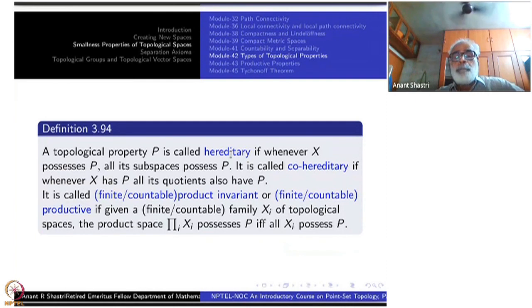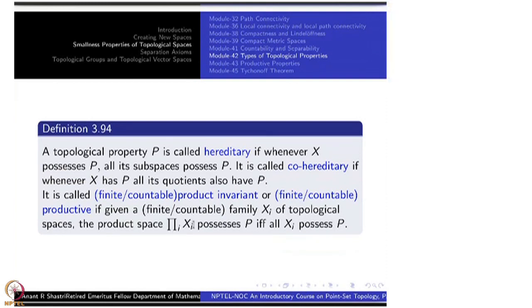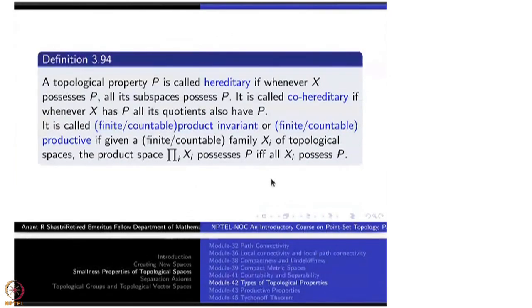Similarly, product invariant: there are three different versions here. One is finite product invariant, another is countable product invariant. The third one is product invariant without any qualifier, which is the most general. What is the meaning of product invariant? Whenever a finite or countable family of Xi is given, if each Xi has a property, then the product should have it, and conversely, if the product has it, each factor should also have it. Sometimes people don't bother about the converse; whenever the product has it, each factor has it, they call it factor invariant.